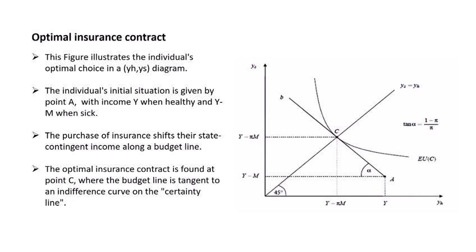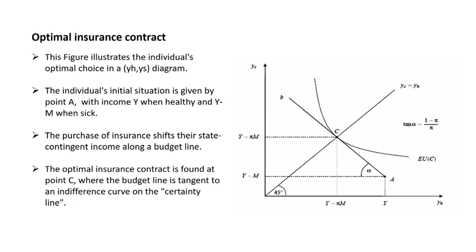Finally, let's zoom in on the optimal contract. Without insurance, incomes are Y when healthy and Y minus M when sick. Buying insurance shifts incomes along a straight budget line. The optimal contract is a point where this budget line just touches the highest possible indifference curve.